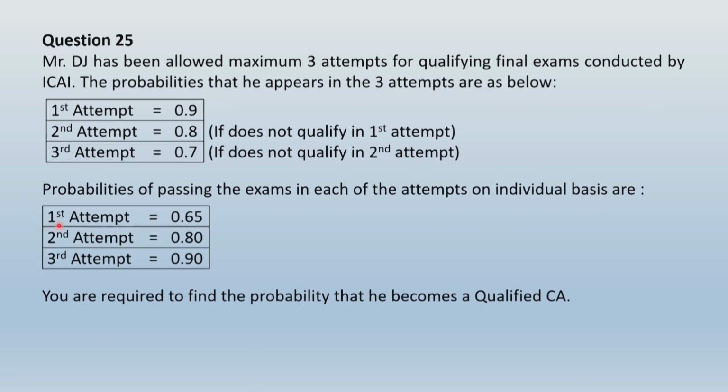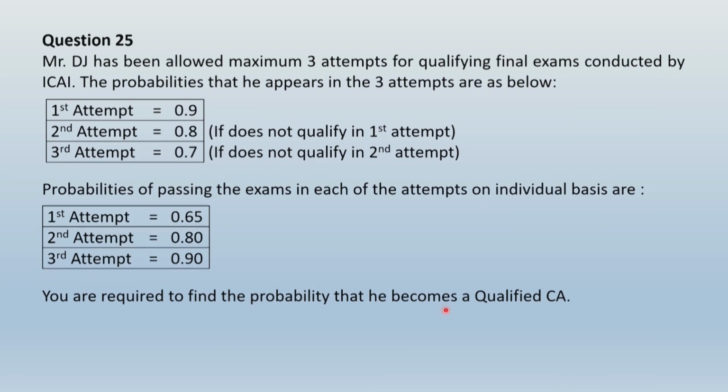Now guys, one thing that I want you to understand is that when probabilities are informed, are these overall probabilities, individual probabilities or cumulative probabilities? You have to be careful about that. For example, here in this case the probabilities are given on an individual basis. That means for each exam attempt, for the first attempt the probability of passing is 0.65, so the probability of failing will be 0.35. In the second attempt, the probability of passing is 0.8, so the probability of failing will be 0.2. In the third attempt, the probability of passing the exam is 0.9, and the probability of failing will be 0.1.